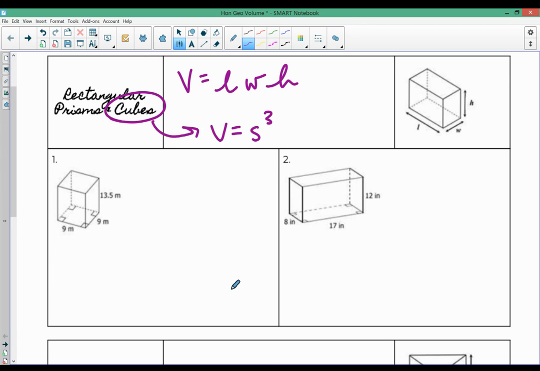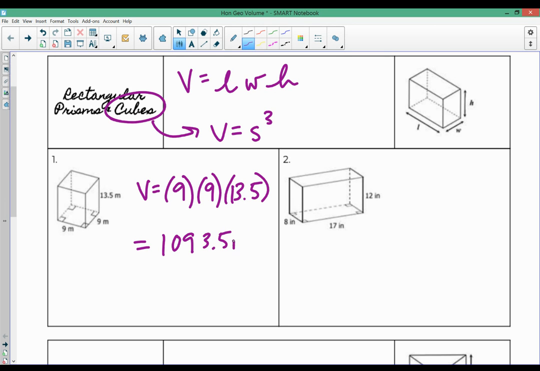All right, so for this first problem, if we were to find the volume of this rectangular prism, you would just multiply 9 times 9 times 13.5 and get 1,093 and 5/10. And since this is volume, it's in cubics, so this is cubic meters.